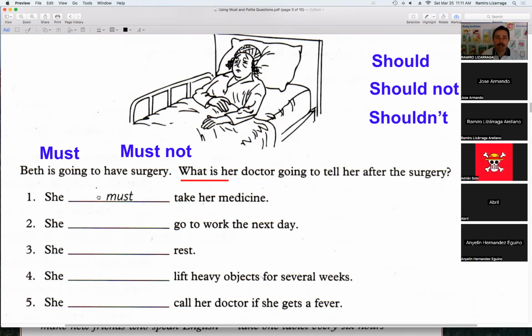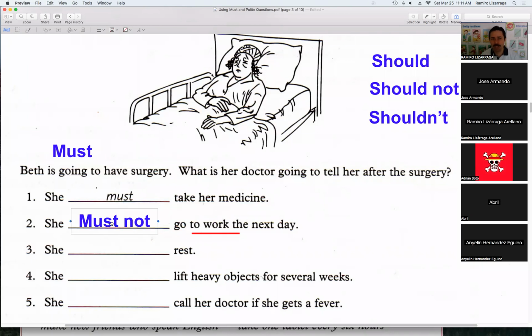Dice, uno de lo que le puede decir es lo siguiente. Pues acuérdense, imagínense, le van a hacer una cirugía. Vamos a ver qué le va a decir el doctor. She must take her medicine. Of course, she must take her medicine. What about says here? ¿Qué opción podemos darle aquí? She must go to work next day. Or she must not go to work next day. ¿Cuál sería aquí la opción correcta?